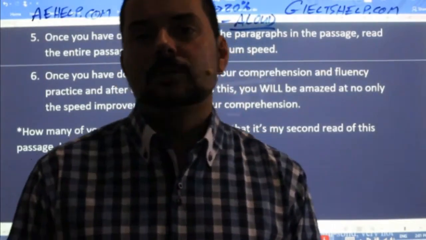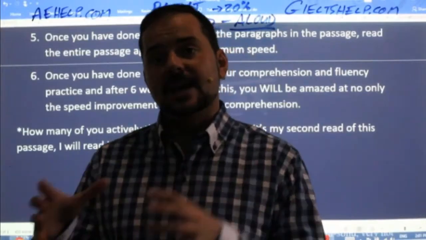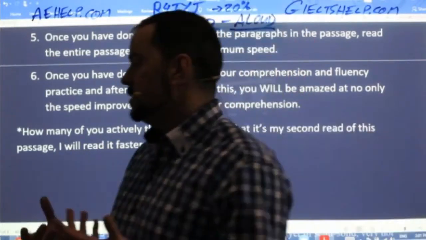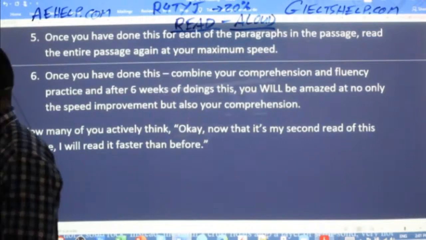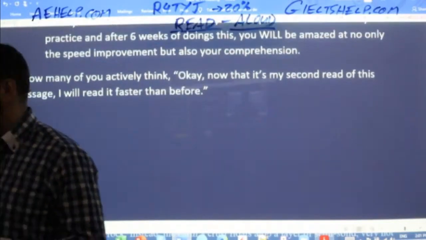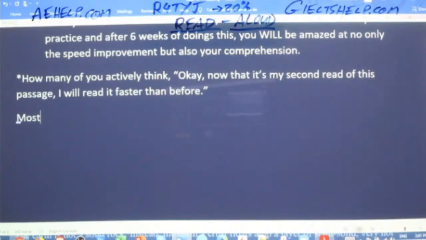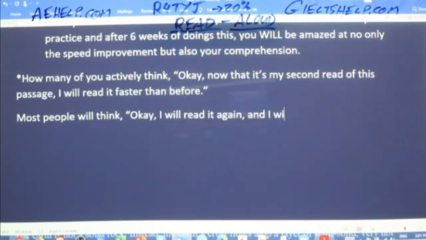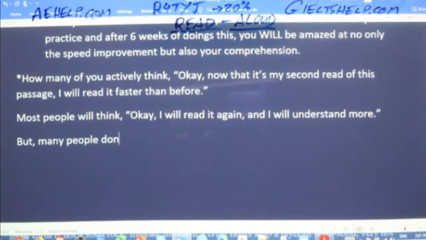Yeah, absolutely. Okay, so don't just think I'm going to understand more, but also think I'm going to read it faster. It's interesting because most students, and that was kind of a trick question, I knew that most people don't do this, but you should. So most people will think, okay, I will read it again and I will understand more. This is common, okay, but many people don't think, and I will read it faster. Okay, but you should.